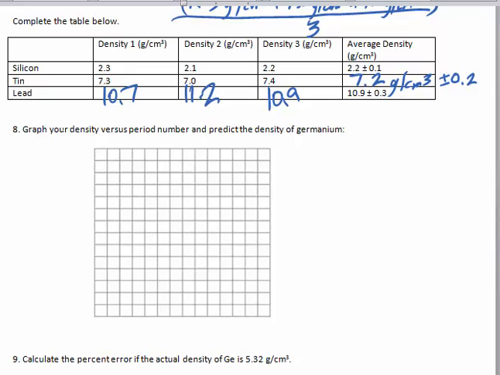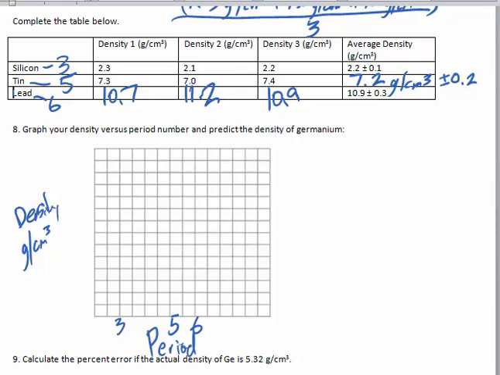On this question it says, graph your density versus period number and predict the density of germanium. So, as you did in the lab, you will graph density on the y-axis. You write the units, grams per centimeter cubed, and you write period number on the bottom here. So you notice, if you look at periodic table, silicon is in period 3, tin is in period 5, and lead is in period 6. So this is what you graph down here. 3, and you skip 1 for 4 because that's where germanium is, 5 and 6. Make sure the gaps in between are always the same amount. So I did 2 boxes for every period.